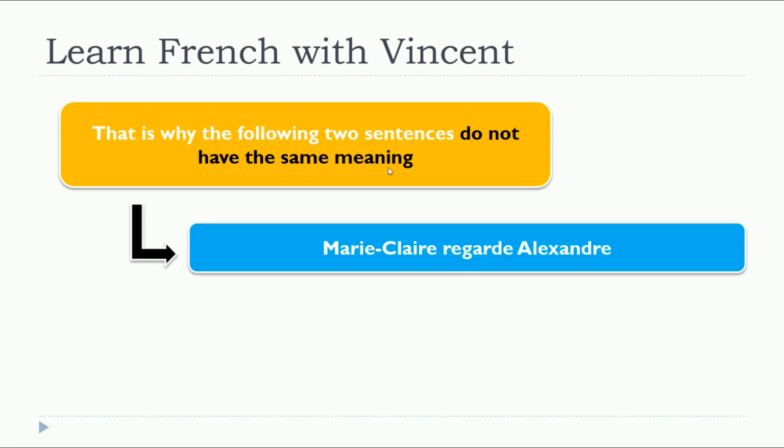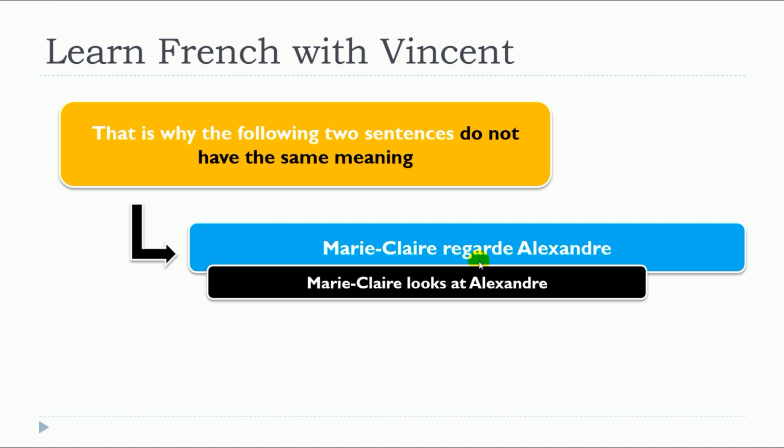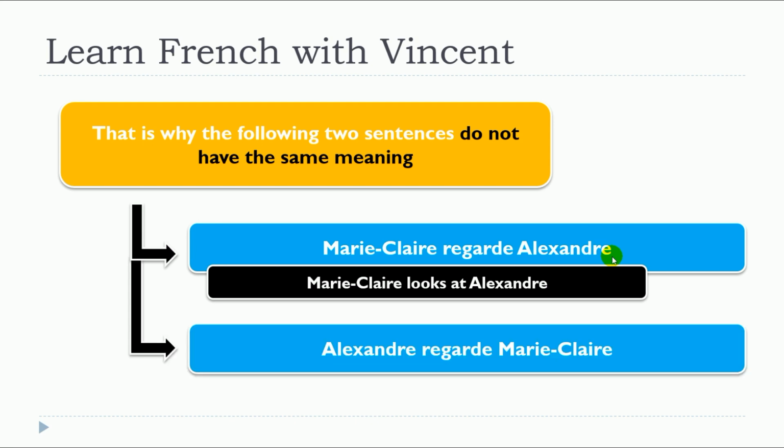So let's have a look at the first one. Marie-Claire regarde Alexandre. So in that case, Marie-Claire is the subject, regarde is the verb, Alexandre is the object. And the second one.